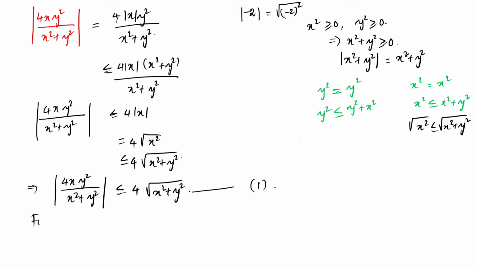Now for given epsilon positive, there exists a delta positive. So there exists a delta positive for whatsoever the value of epsilon. You choose your delta to be epsilon upon 4. Based on epsilon, you will have to choose delta.